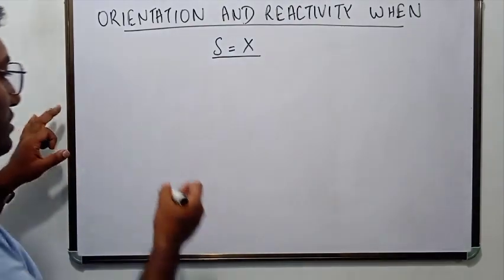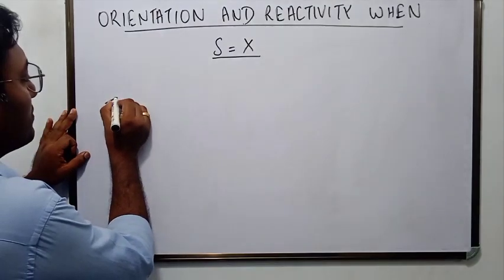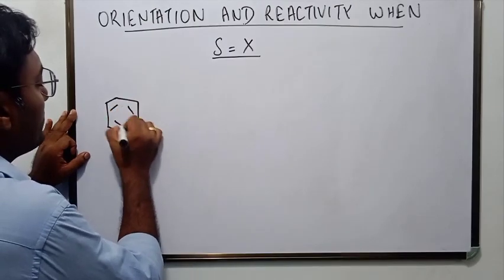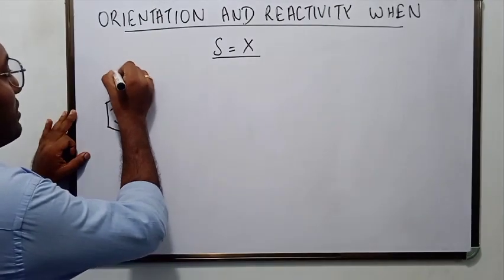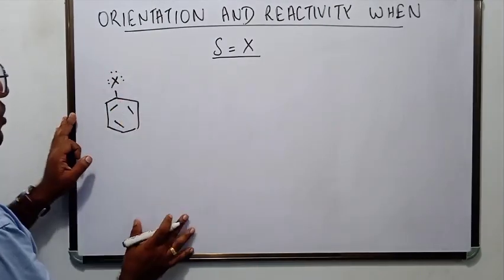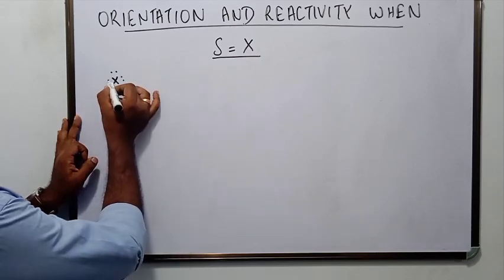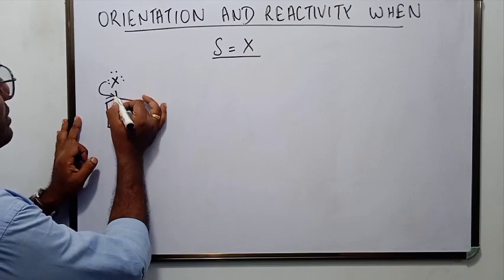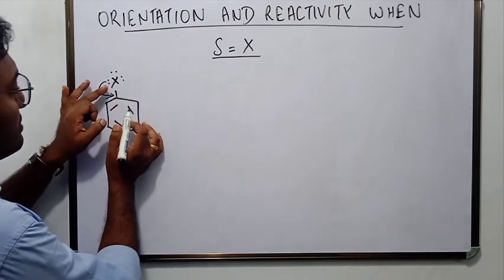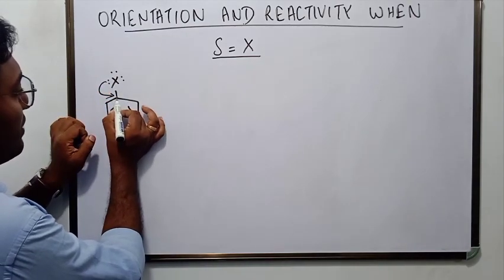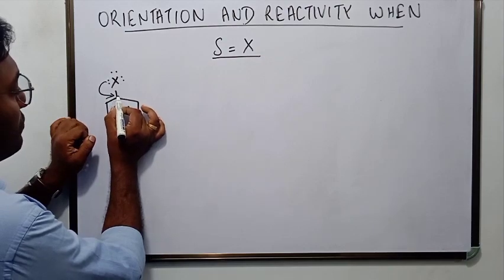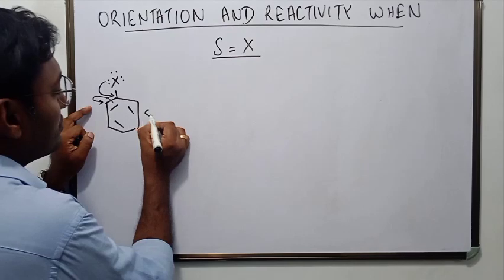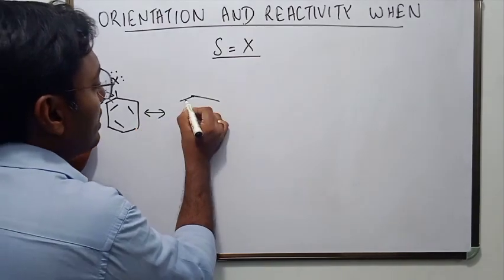Consider the benzene ring attached to a halogen atom as the primary substituent. These are the lone pairs of the halogen atom. Now this pair of electrons is donated here. When it is donated here, this becomes a double bond, and this carbon becomes pentavalent. That would be very unstable, so this electron pair would come here. So the next structure would be like this.